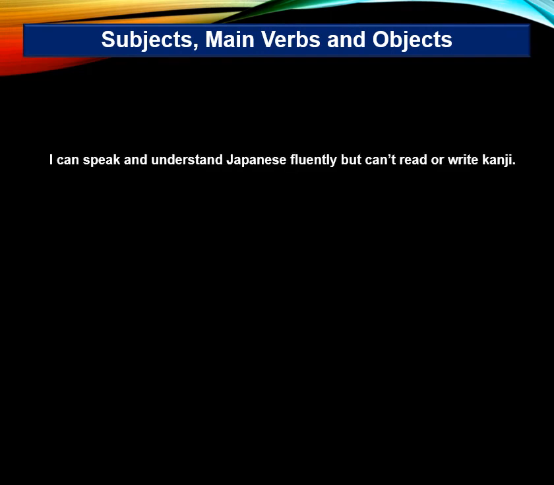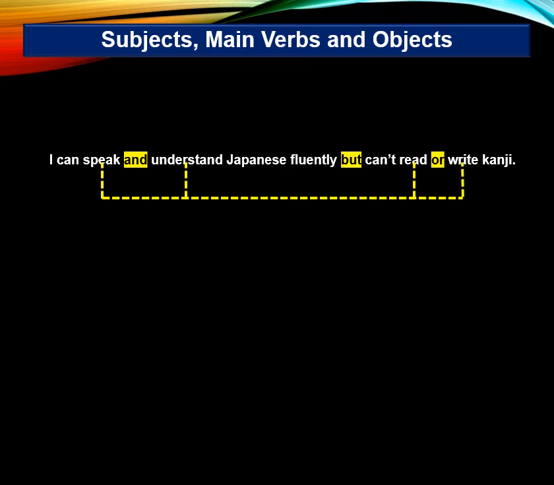So again, here we have the same sentence. I can speak and understand Japanese fluently, but I can't read or write kanji. The verbs are the base form: speak, understand, read, write. And they are connected by the conjunctions and, but, or. Now the first set of verbs shares the helping verb can, and the second set shares the helping verb can't. Well, can plus not.